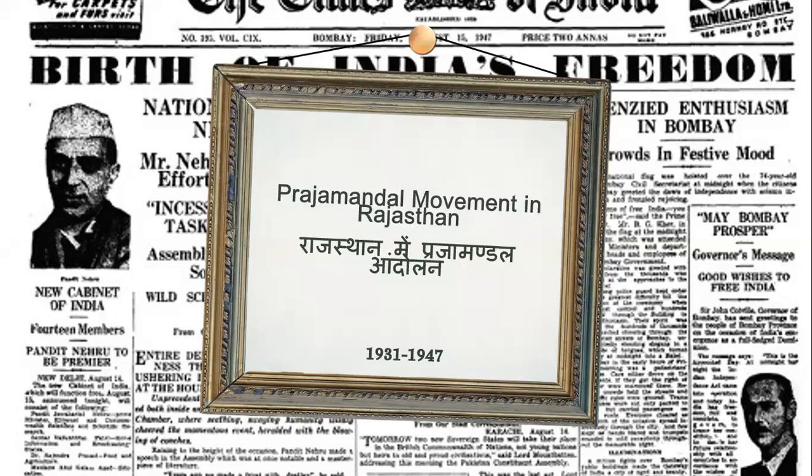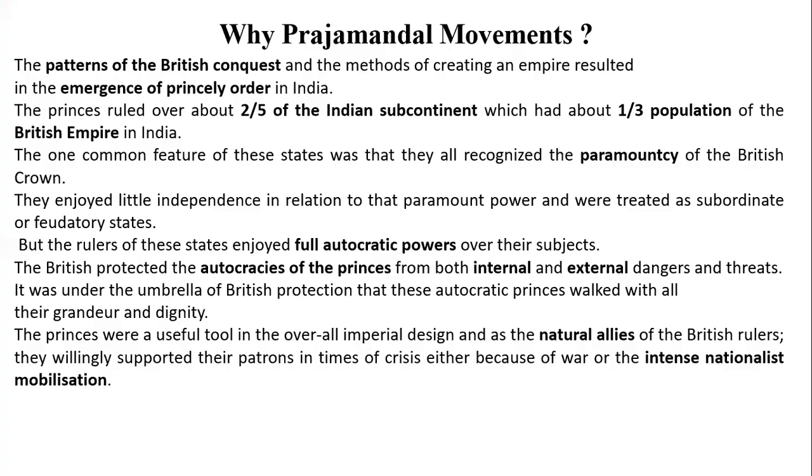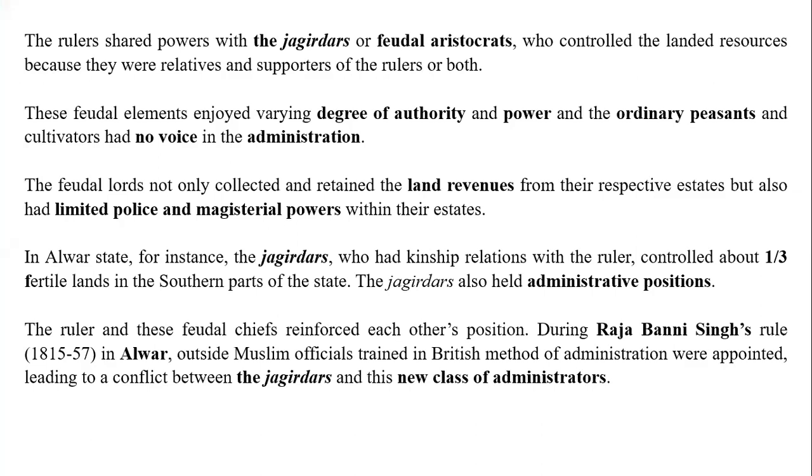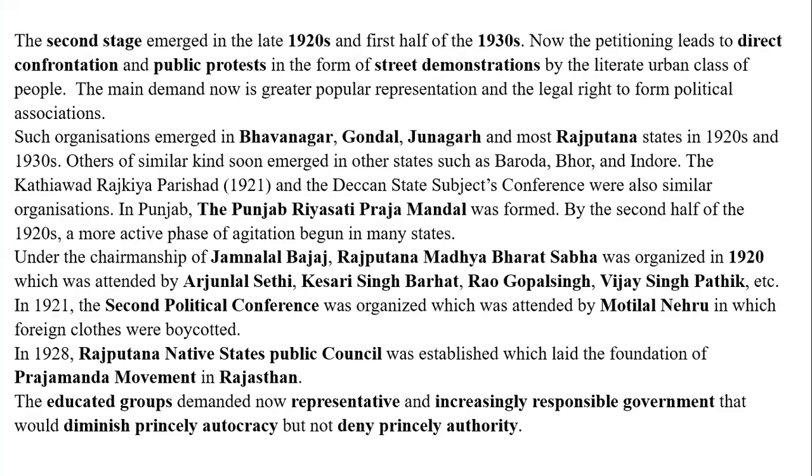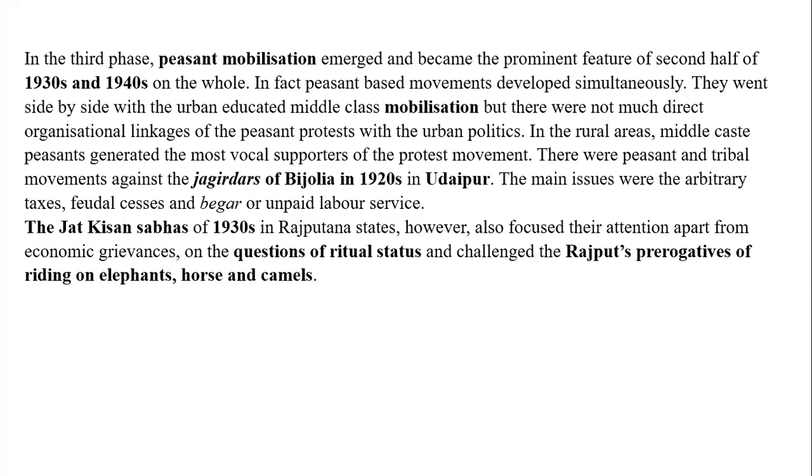But a few facts you may keep in mind. Specifically, one main thing that you can keep in mind is the establishment of the Rajputana Madhya Bharat Sabha in 1920 by Jamna Lal Bajaj. You can also keep in mind that there were some Jat Kisan Mahasabhas, which I'm going to talk about in a later section also. You should also keep in mind the Bijolia Andolan around the 1920s in Mewar. And this again, we will touch upon in coming moments.